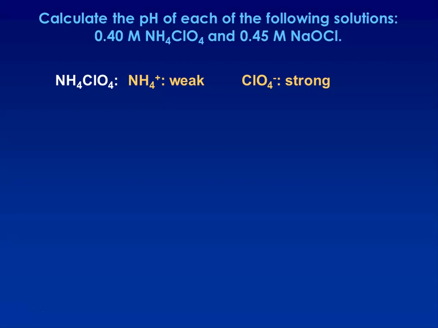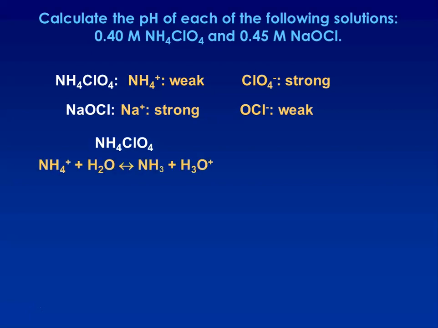So if ammonium is going to cause a solution to be acidic, if I add it to water, I should be able to produce hydrogen ions. With NaOCl, the sodium, that alkali metal, is not going to have any impact on my pH because it's coming from a strong base, but the OCl minus is coming from HOCl, which is a weak acid, so this particular salt would be basic.